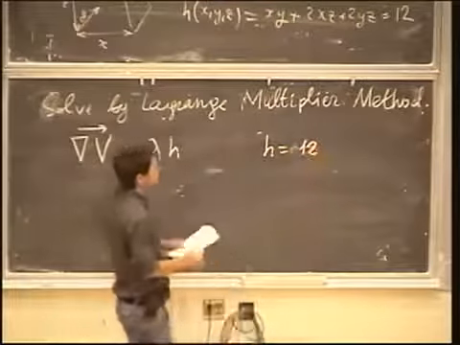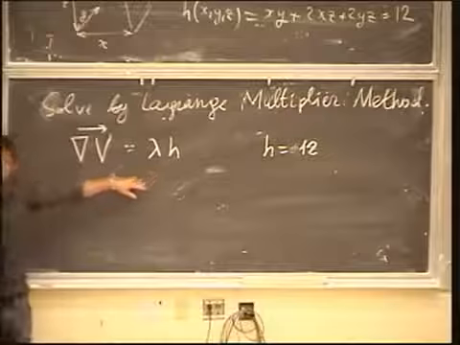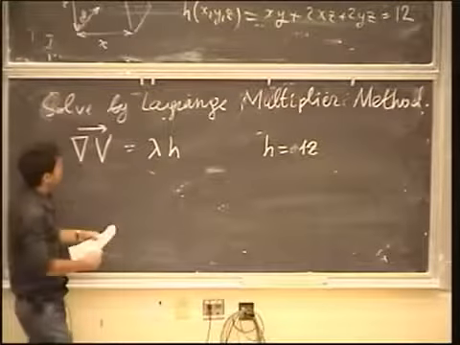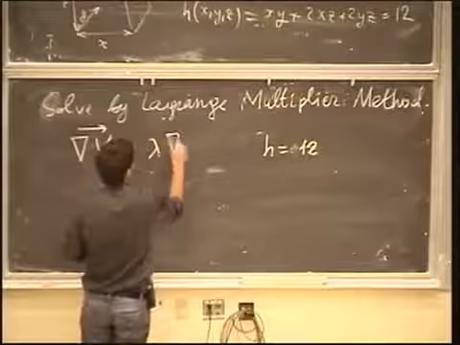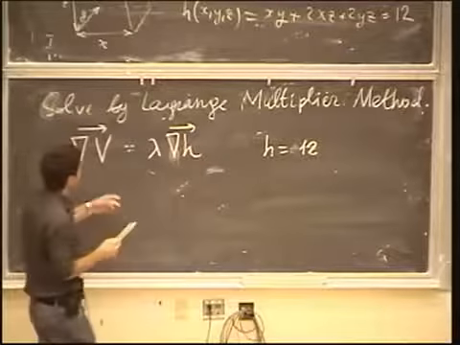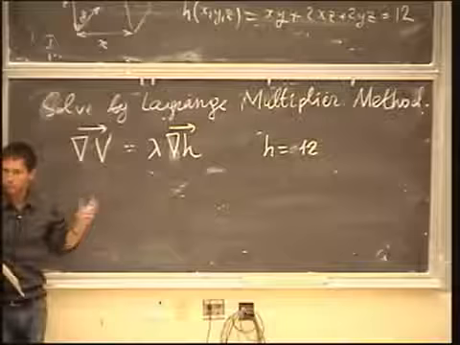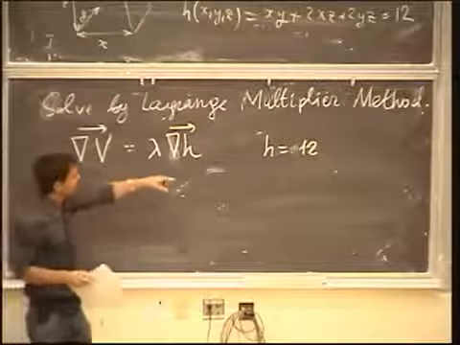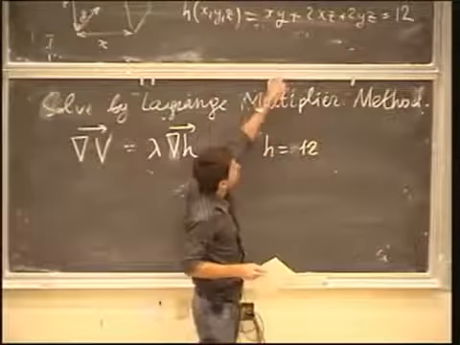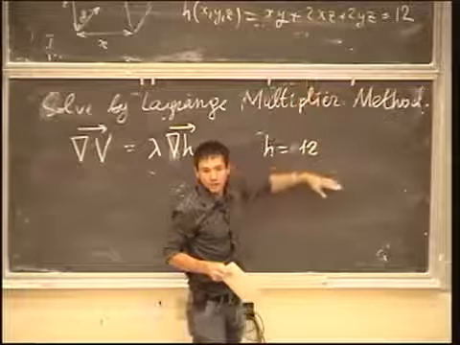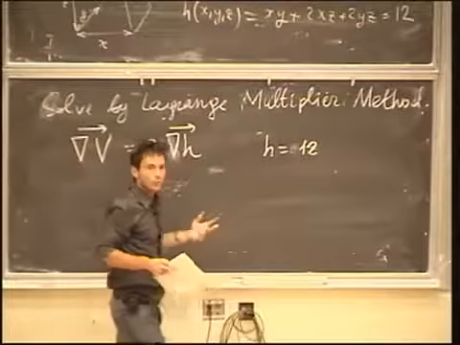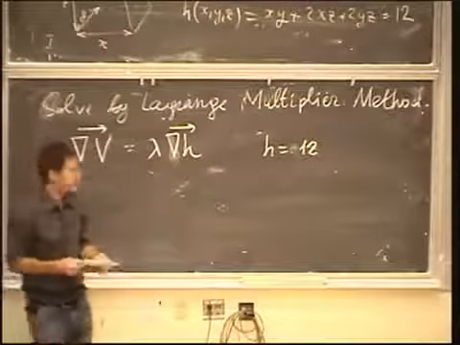So remember, it's not enough to write down the equation of proportionality. Sorry, I should have written nabla. It's not enough to write down this equation, which is the proportionality of the two normal vectors, the two gradient vectors. You also have to write down your constraint separately. Otherwise, you will not find a unique solution, or you will not find finitely many solutions.